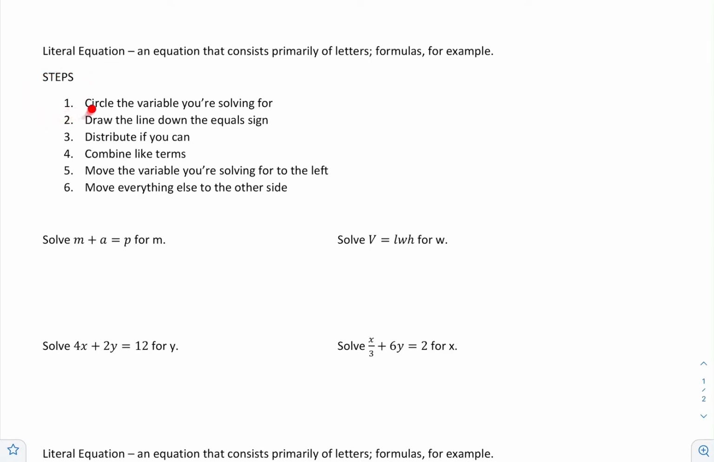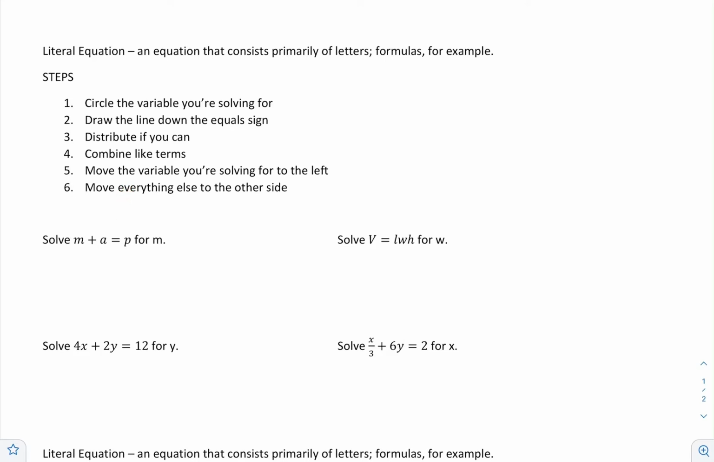All right, and the steps that we're going to take in order to solve a literal equation for a specific variable is that we're going to circle the variable that we're looking for. Then we're going to draw a line down the equal sign to make sure that we recognize that there is an equal sign there. And then we're going to distribute if possible. We're going to combine like terms. We're going through the steps, and then we're going to move the variable that you're solving for. Make sure it's on the left side. And finally, we're going to move everything else to the other side.